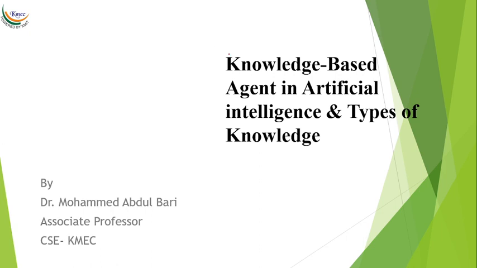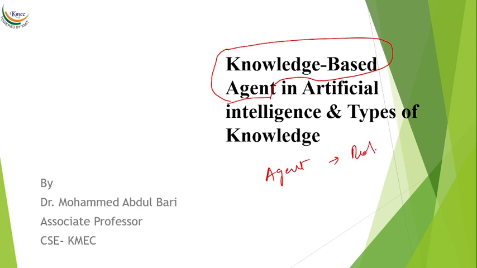Knowledge-based agent in artificial intelligence. What do you mean by knowledge-based agent? Basic idea: an agent is there. Agent is nothing but, in our terms, we call it a robot, correct? That can take action based on knowledge, correct? Knowledge-based agents are nothing but, if we take the example of robots, they can take action based on knowledge. From where did they get knowledge? They have got a memory to preserve the knowledge.